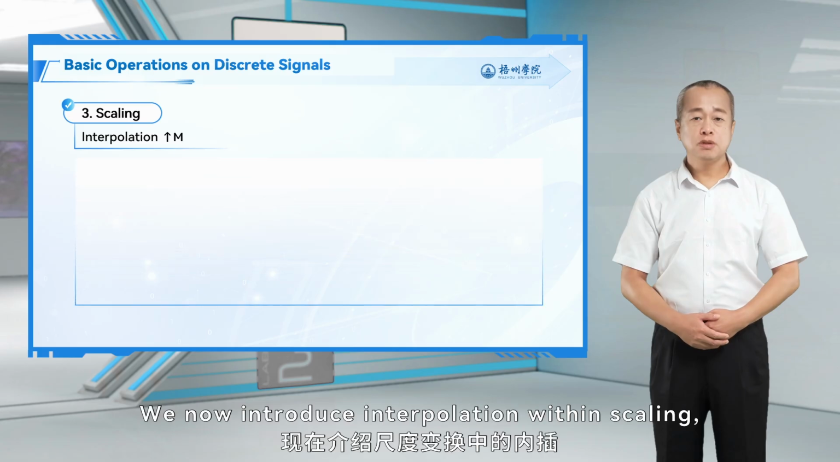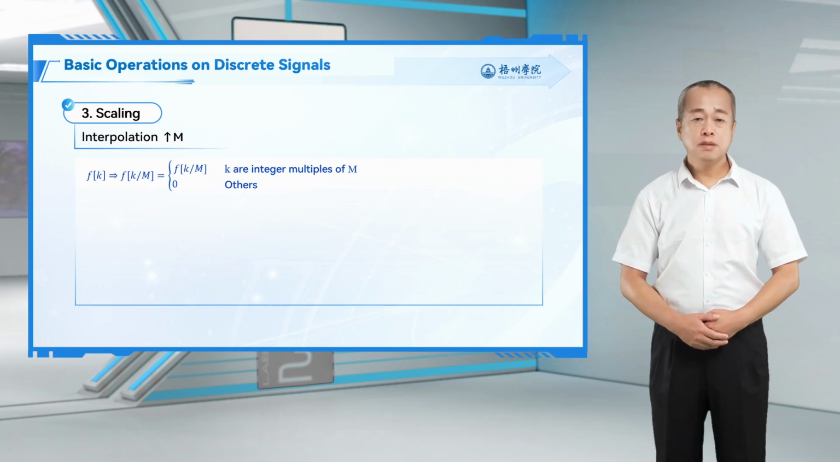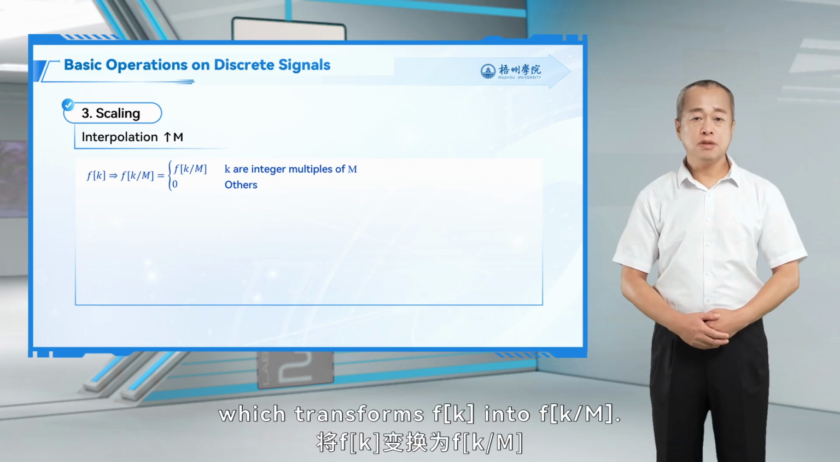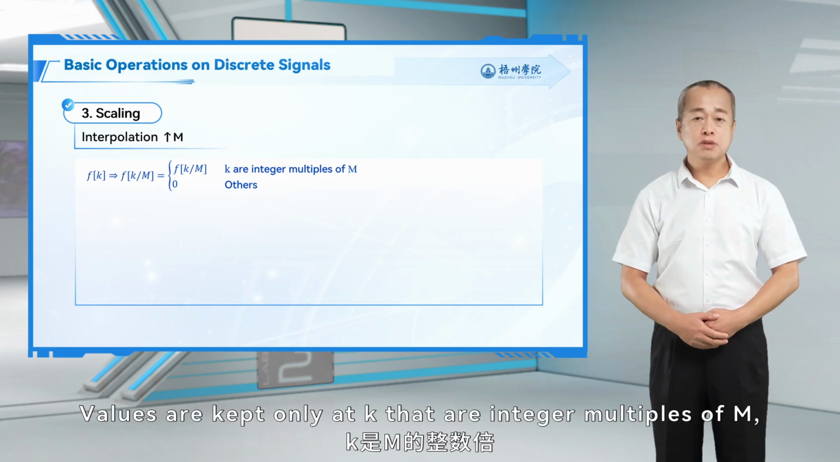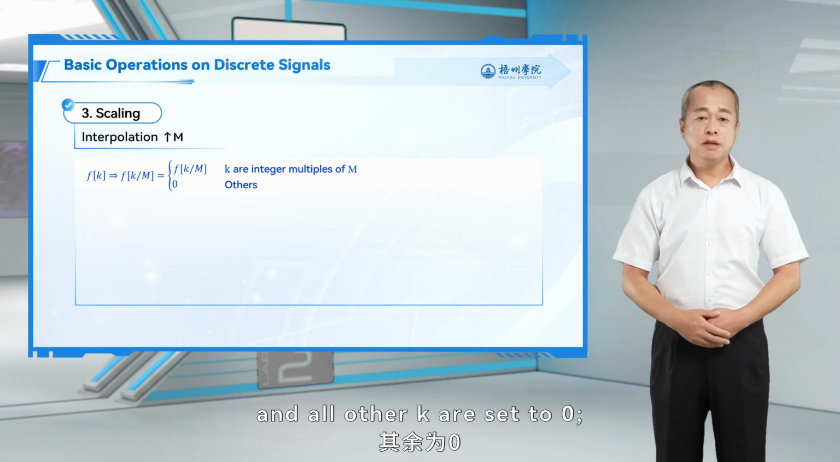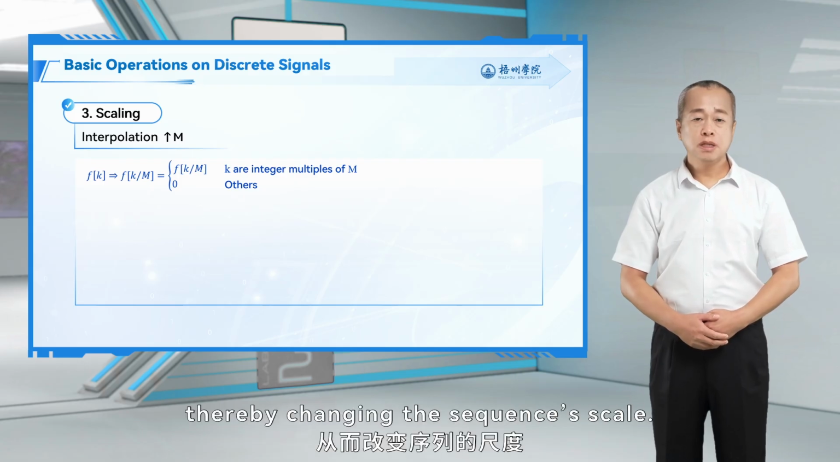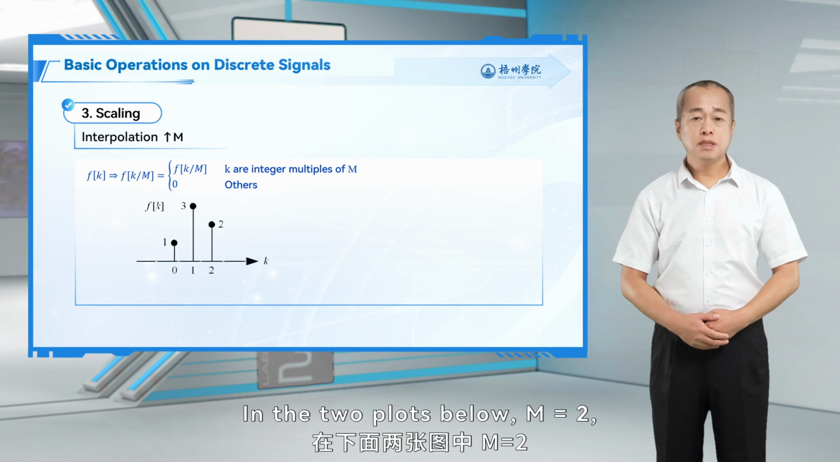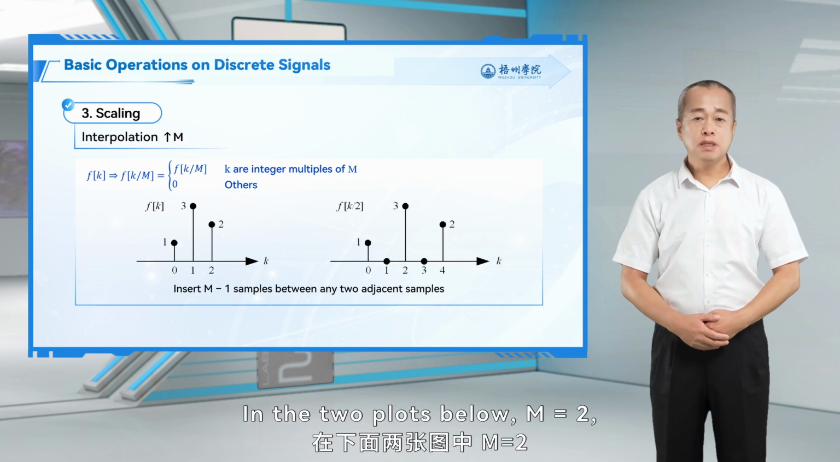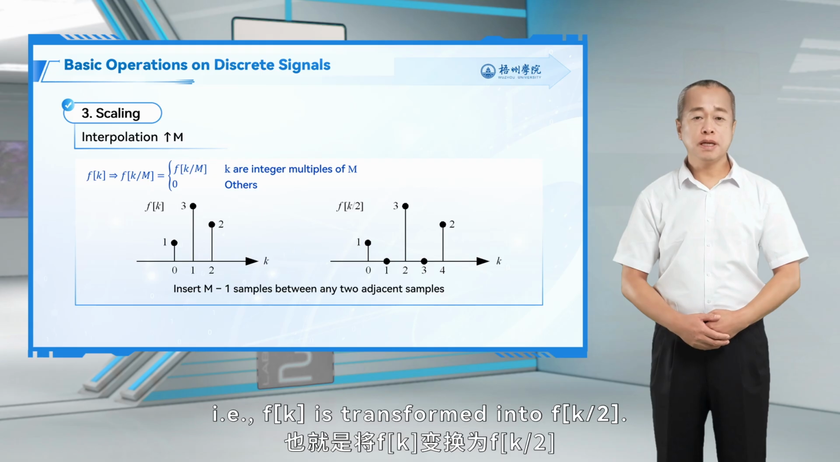We now introduce interpolation within scaling, which transforms f of k into f of k over m. Values are kept only at k that are integer multiples of m, and all other k are set to 0. In other words, new samples are inserted between the original samples, thereby changing the scale of the sequence. In the two plots below, m equals 2, i.e. f of k is transformed into f of k divided by 2.